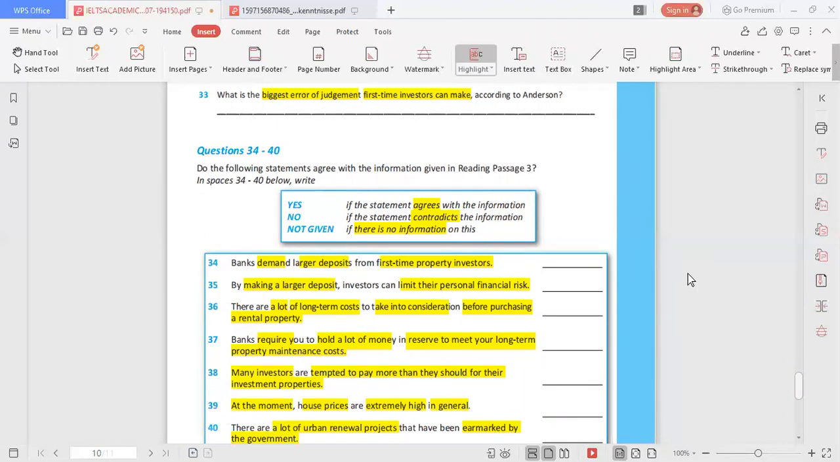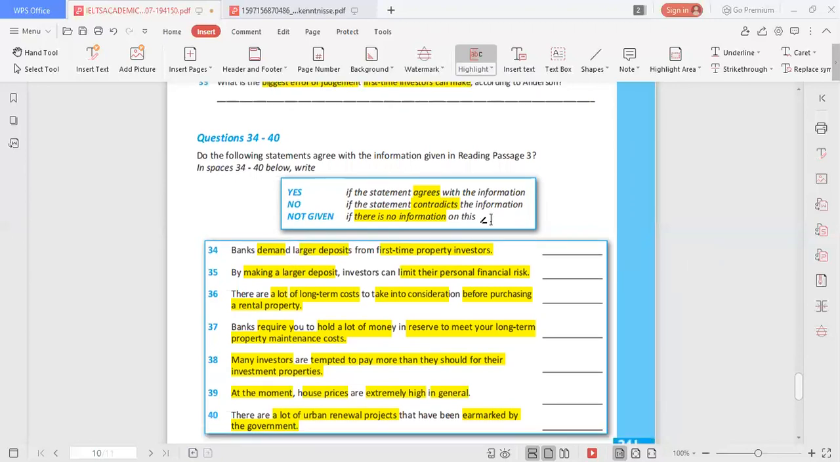So you've got some statement and you're supposed to decide if it's yes, if it's no, or if it's not given. So yes statements agree with the information in the text. That means it's stated again, maybe with different words, but the information is there. No means that the information is not there.